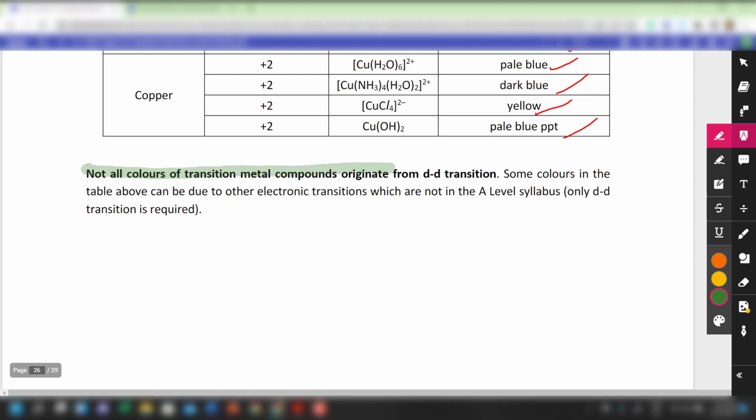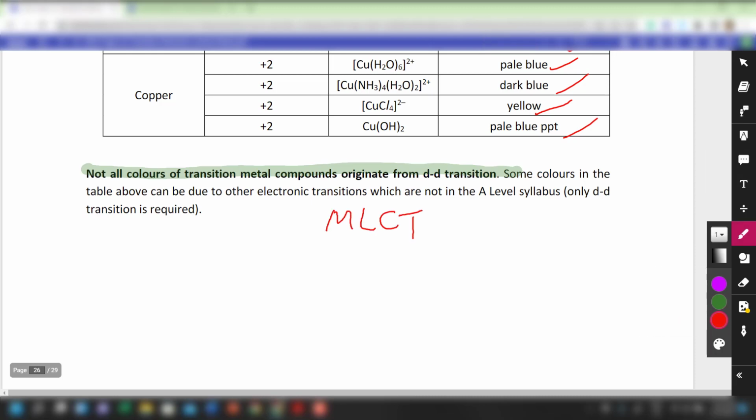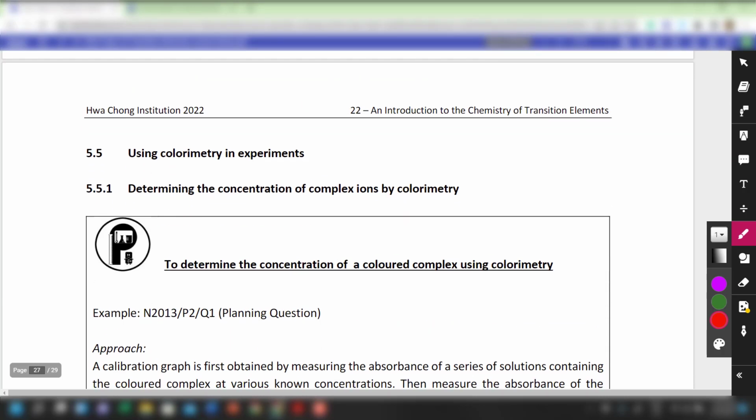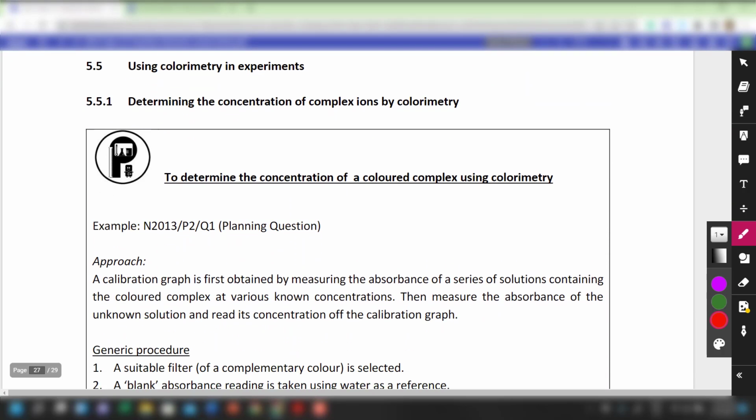Not all colors are due to d-d transition. There are other kinds of electronic transition, for example, metal-ligand charge transfer and ligand-metal charge transfer. If you are interested, please read about them. If not, it is perfectly fine. And we are at 5.5 now, using colorimetry in experiment. Again, this is for planning, determining the concentration of complex ions by colorimetry.